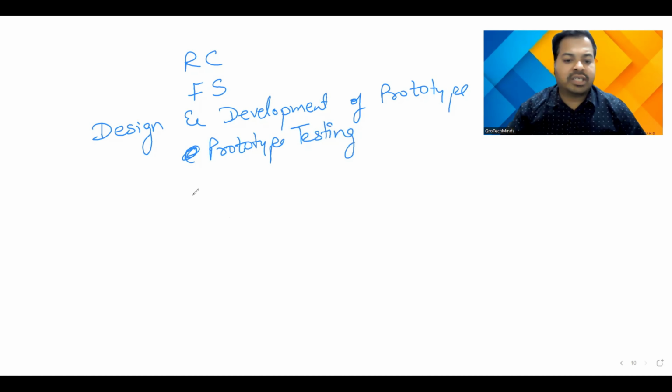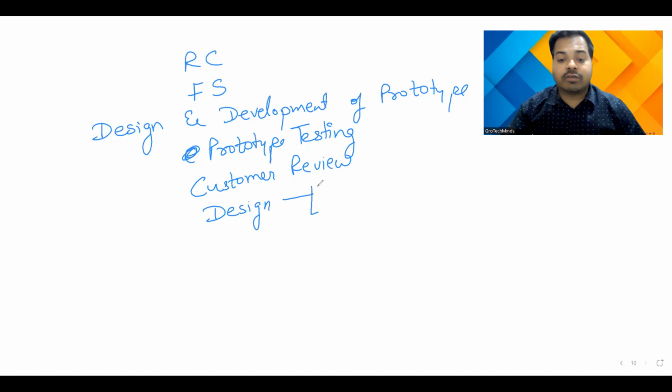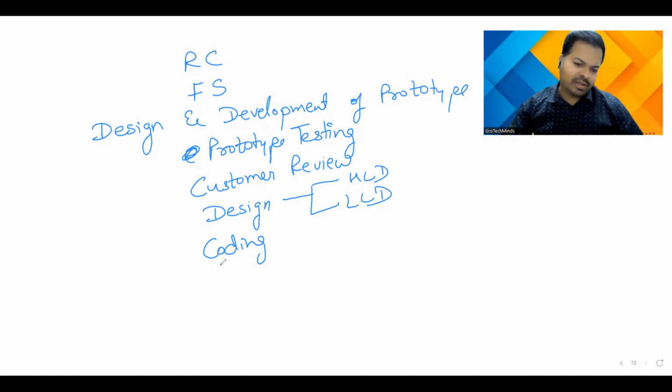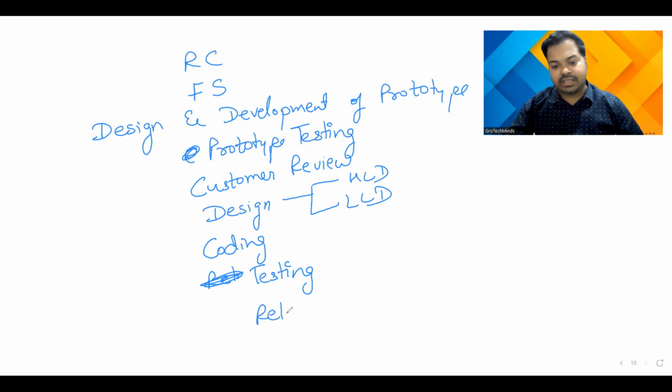Once my prototype testing is done, we will have a customer review. Once my customer review is done, then we will work on the real design, which consists of high-level design and low-level design. Once after design, we will do the coding. Once after coding is done, we will have testing. After testing, release. And after release, maintenance.